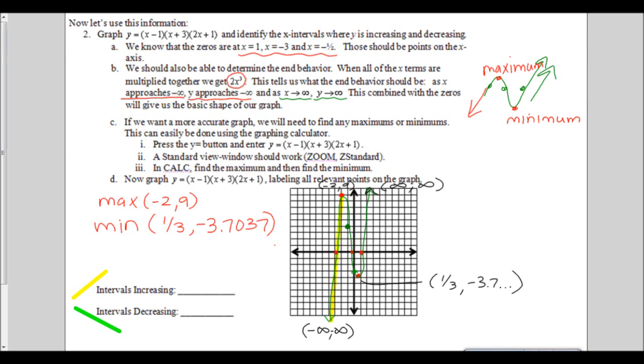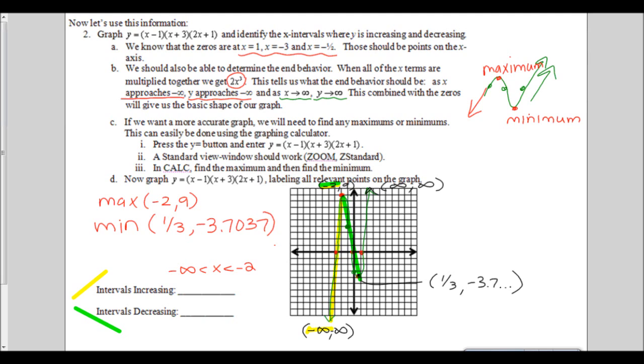So if I'm using the x values here to describe where I'm increasing and decreasing, I'm starting at negative infinity and I'm going until I reach negative 2. So I'm going to say from negative infinity is less than x is less than negative 2, I'm increasing. Then my graph changes and it starts decreasing. This whole time it's going down. When is it going down?